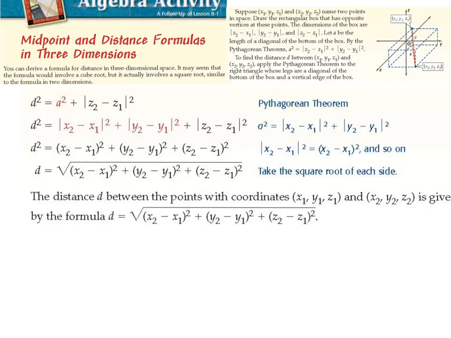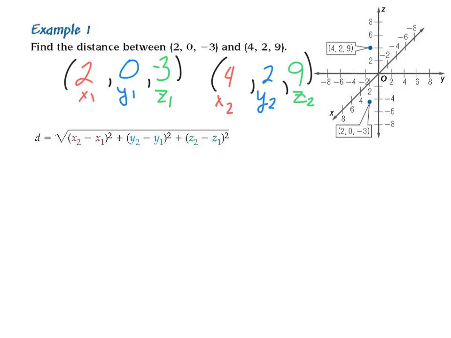The distance d between the points with coordinates x sub 1, y sub 1, z sub 1, and x sub 2, y sub 2, z sub 2 is given by the formula: d equals the square root of the difference in the x's squared plus the difference in the y's squared plus, this is the new part, the difference in the z's squared. Find the distance between (0, 2, -3) and (4, 2, 9).